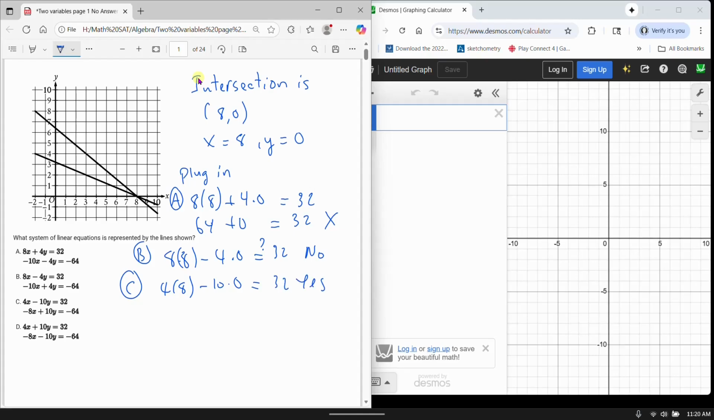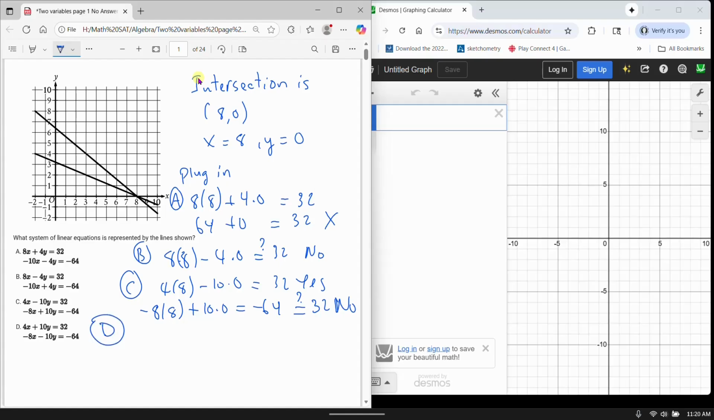Yes. But we also need to test the second equation, because this is a system of equations. The answer for the entire system has to satisfy both of the equations. So I'm going to use the second equation now. Negative 8 times 8 plus 10 times 0. That's going to be negative 64. Is negative 64 equal to 32? The answer is no. So for the entire system, A, B, C we know are wrong. So let's see if D is right.